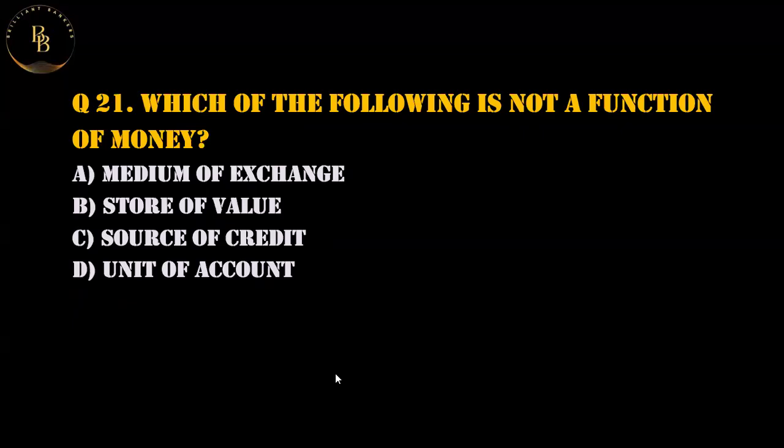Medium of exchange, store of value, source of credit, or a unit of account? And the answer will be option C, source of credit. Credit is created by banks. Money itself facilitates exchange and valuation. So source of credit is not a function of money.